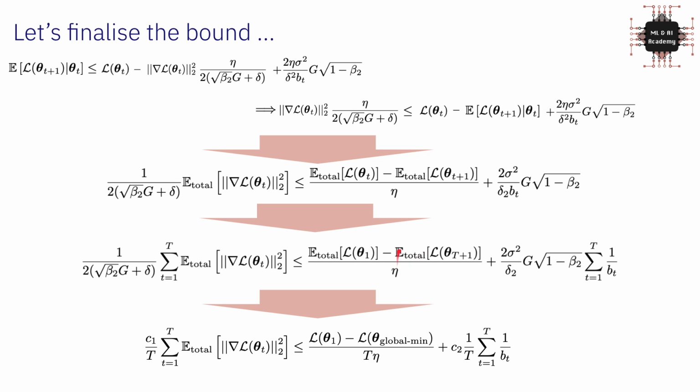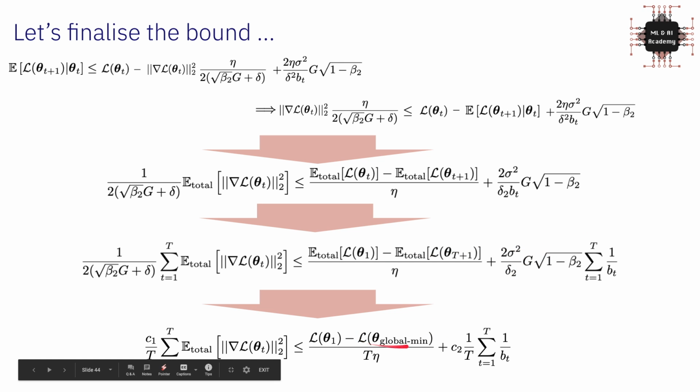And that's why now what you can do is you can rewrite that E total L theta t plus 1 is greater than L of theta global minimum, and that's why minus that is less than global minimum minus L of global minimum, and that's why we get this equation here. And because we want to understand what happens on average over these iterations, we further divide this bound by t, so you have 1 over t everywhere.